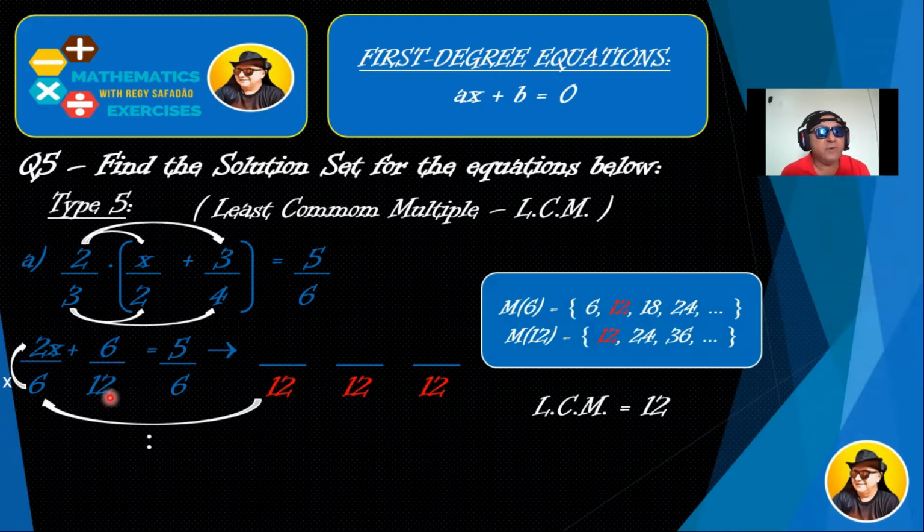Okay, so 12 divided by 6 is 2. 2 times 2x is 4x. Okay, and then 12 divided by 12 is 1. 1 times plus 6 is plus 6. Okay, and finally 12 divided by 6 is 2. 2 times 5 is 10.